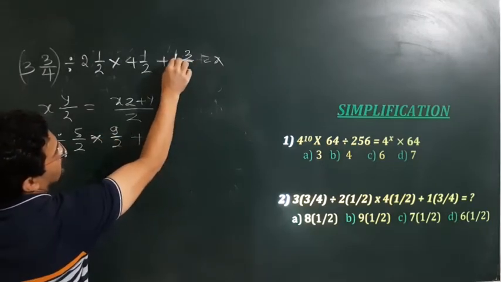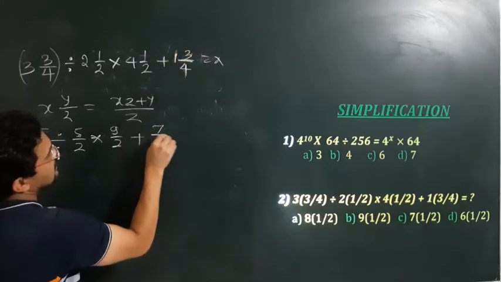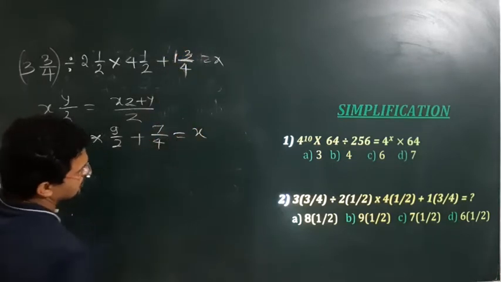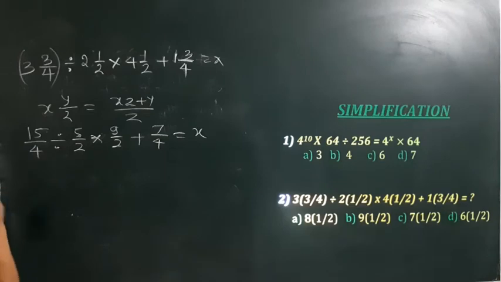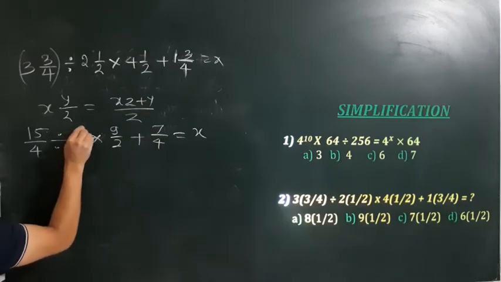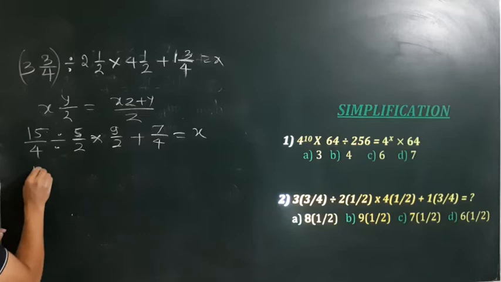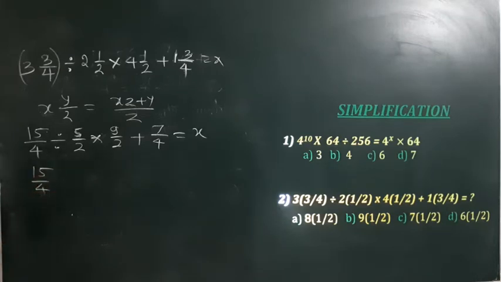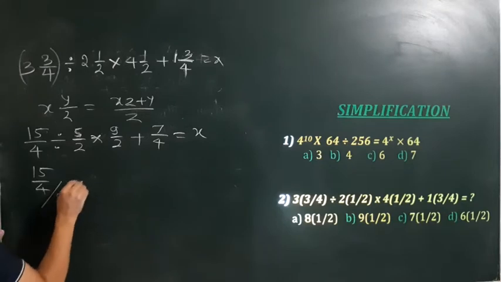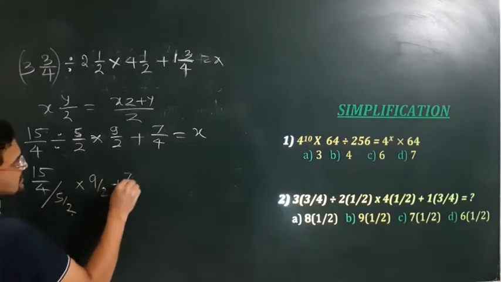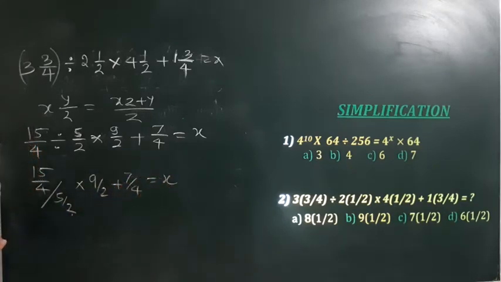you can say 4 into 1 is 4, 4 plus 3, 7 by 4 is equal to what? X. That means you have to find out. Okay, so what I will do, this is the division. So 15 by 4, whether it is division, okay, that means what? 15 by 4 and whole divided by 5 by 2 into 9 by 2 plus 7 by 4 is equal to what? X. Okay, so whenever you encounter such cases, I will tell you the trick.